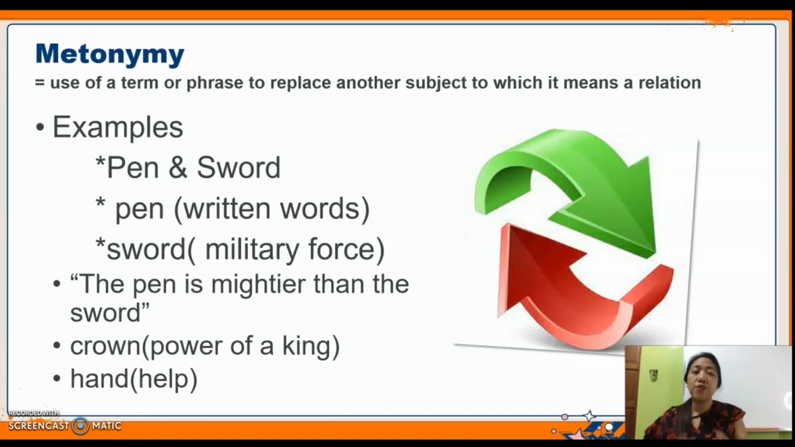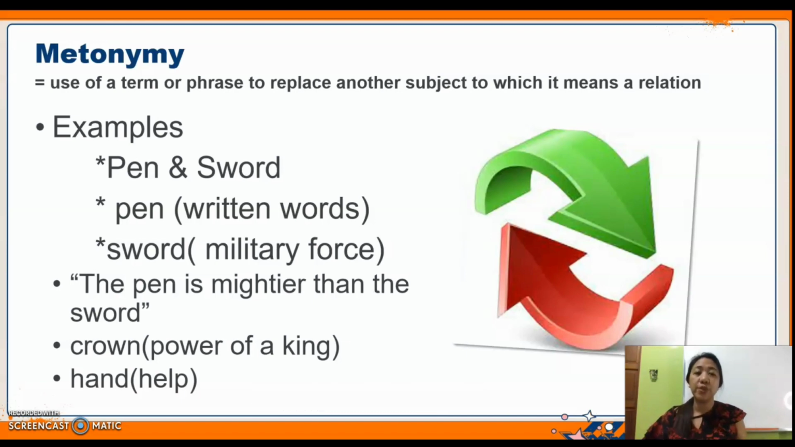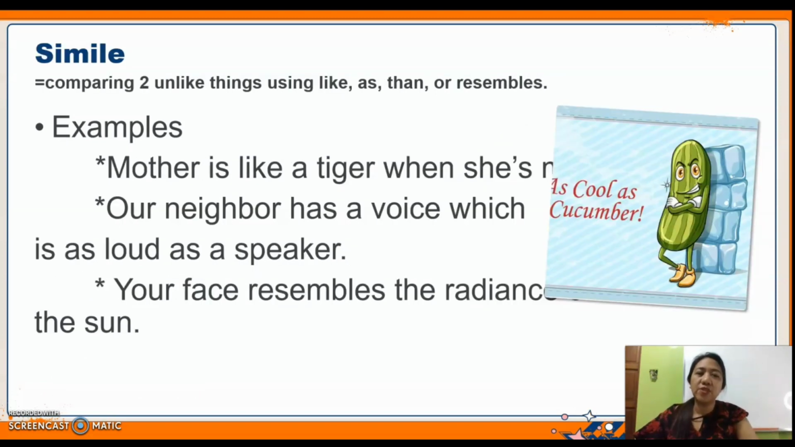But if you are talking about help, so you say, please come, I need a hand here. So it's now a replacement of the word help. Okay, so that lies now the difference. Metonymy replaces, synecdoche represents.